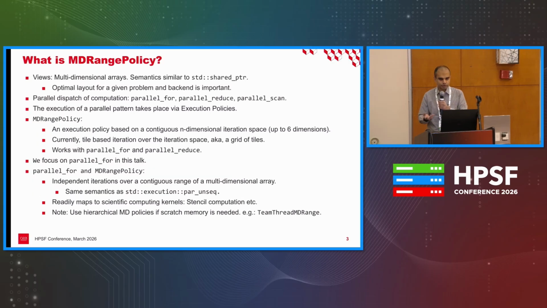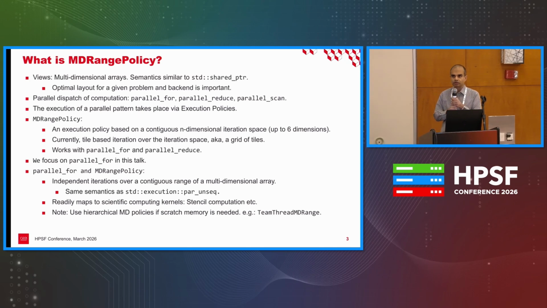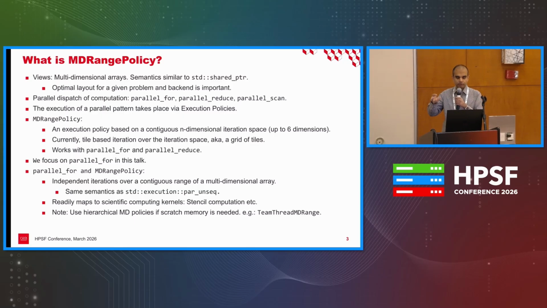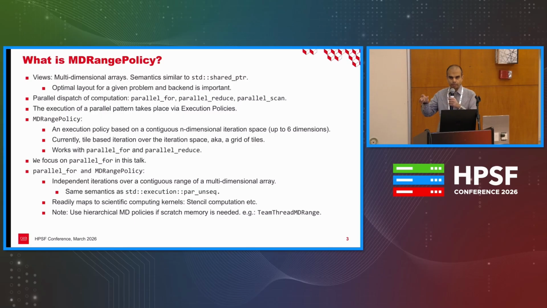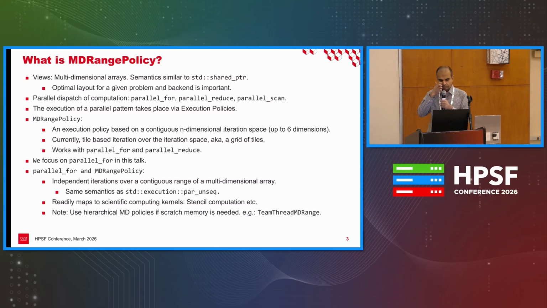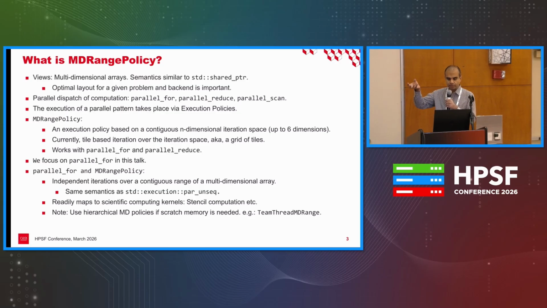So what is MD-range policy? We know that views are the most fundamental data structure for Kokkos. And in order to run parallel computation on views, we need execution policies, and MD-range policy is one such execution policy. It can run either a parallel_for or a parallel_reduce over an n-dimensional range, a high dimensional space up to 6 dimensions. And it does it in a tiled manner. That's something that you have to keep in mind. It divides the high dimensional grid into tiles and iterates over those tiles.